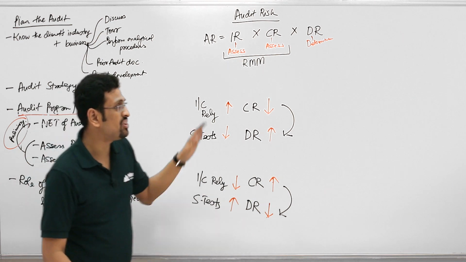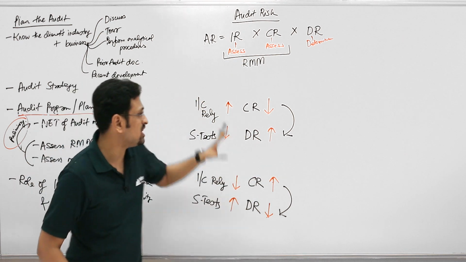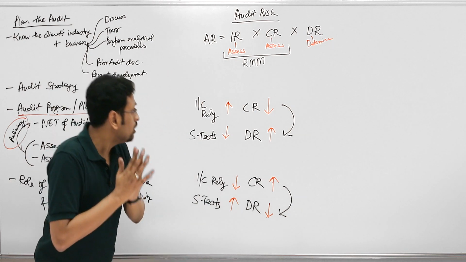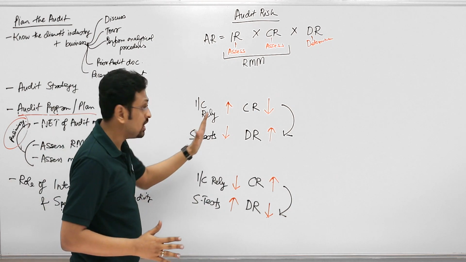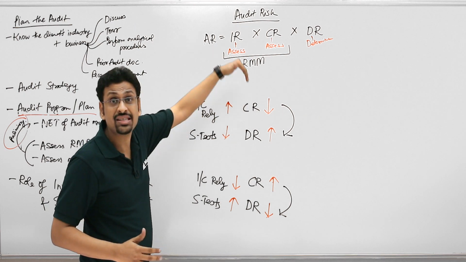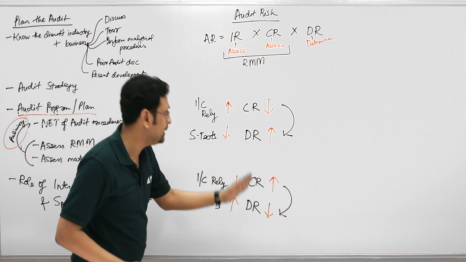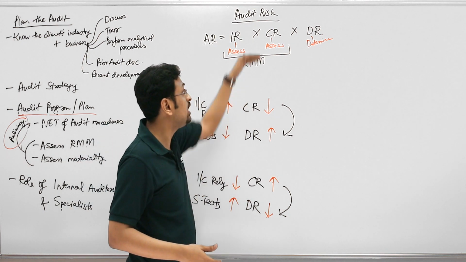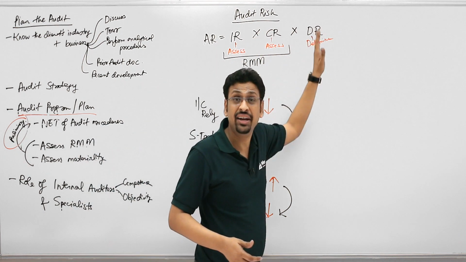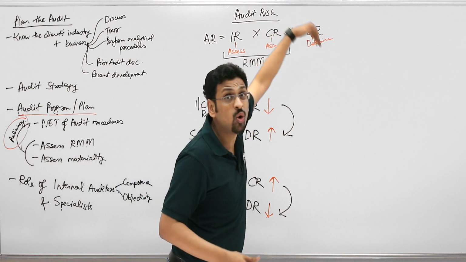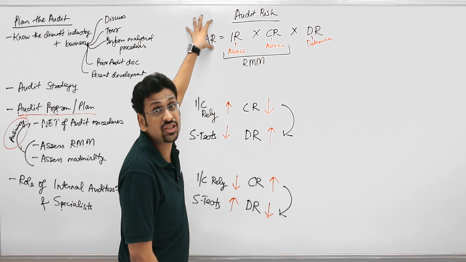So guys, these relationships, they are very important. Trust me, if you know these well, you can do a lot of questions on the CPA exam. Important thing to understand, if internal controls are good, control risk is low. If internal controls are bad, control risk is high. If control risk is low, we can afford a higher detection risk. If control risk is high, we need to have a lower detection risk, guys. Otherwise, our audit risk is going to increase.